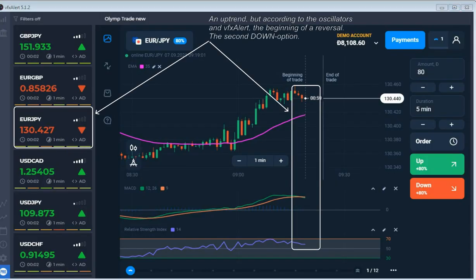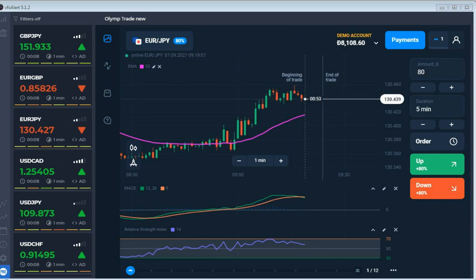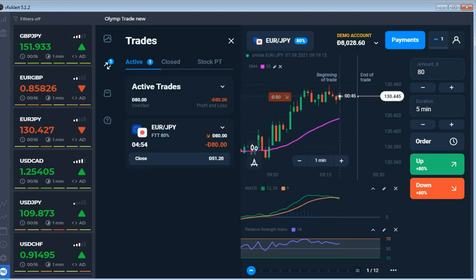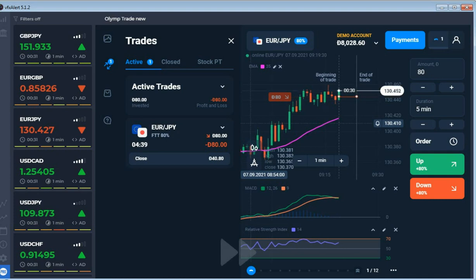Euro-yen. The uptrend is long enough, the price is far from the moving average and starts to reverse. RSI is leaving the overbought zone. Open the second down option on confirmation from vfxalert. We will open only one option at a time, so as not to get a big loss.